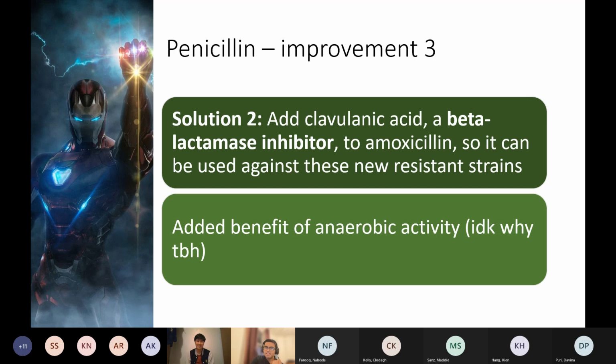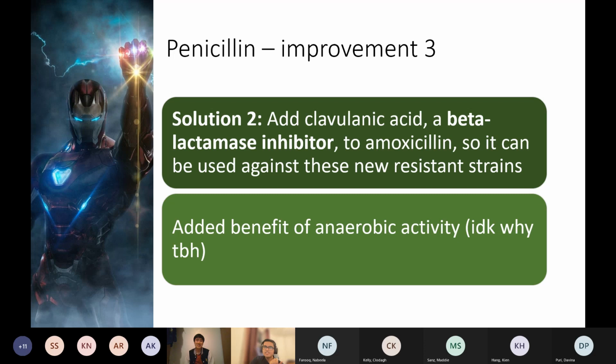So we added clavulanic acid, so it continues to facilitate amoxicillin working, and it had the added benefit that it works against anaerobic bacteria. I don't know why, if I'm honest. I don't know the biochemistry. I don't think James does either. No, he doesn't. So yeah, I wouldn't worry about it.